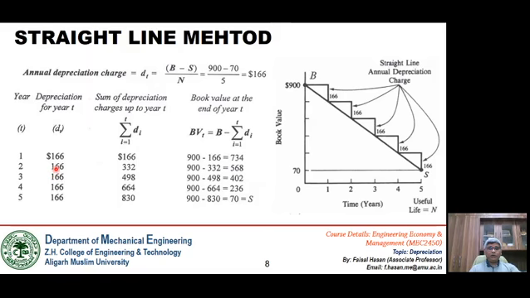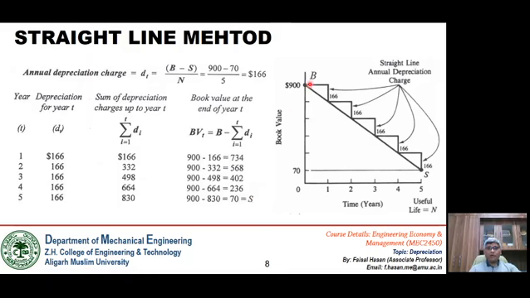Now for the second year the depreciation amount remains fixed, that is 166. But now for the cumulative depreciation, you add the two, 166 and 166, which equals 332. The book value will be 900 minus the cumulative depreciation, which comes out to be 564. If we go on, we will see that at the end of the depreciable life, the book value comes out to be the same as the salvage value of that particular asset.